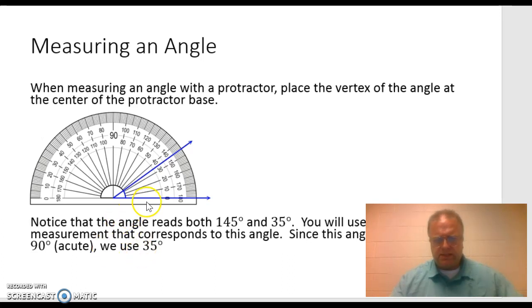So take a look at this angle here. We see that in the upper reaches, it's exactly between 140 and 150, right at 145. And down here, it's right between 30 and 40, so that would be 35. So this angle is either going to be 35 or 145. Now remember what we said. We have to see if this angle is less than 90 degrees or greater than 90 degrees. In this case, it's definitely less than 90 degrees. So we're going to go with the angle that is 35 degrees.